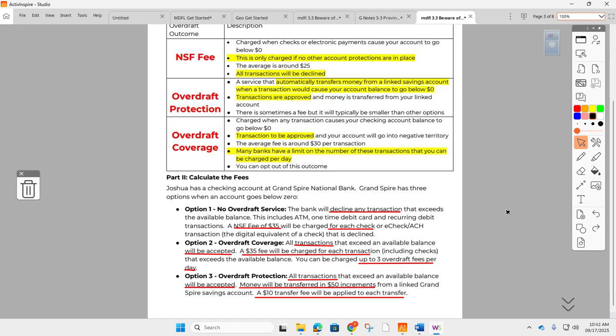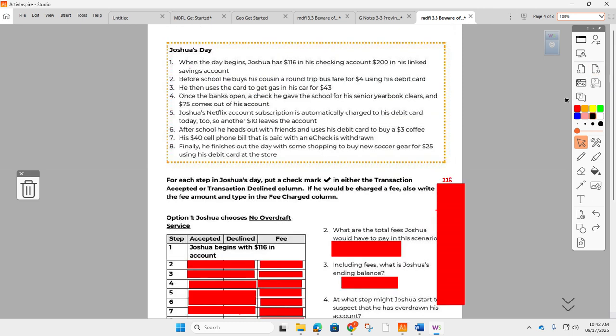And the last option is the overdraft protection. That's the one where you have an account linked to it. If the account that the transaction comes in on is below zero, or that transaction would put it below zero, they will transfer money from your linked account and they will charge you. And in this case, they only transfer money in increments of $50. All right? So every time they do a $50 transfer, they charge you $10. So what the heck does that mean?